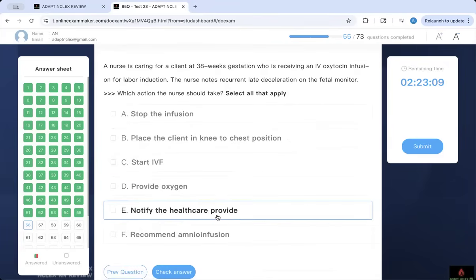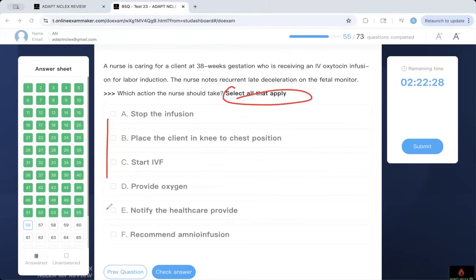And then she's caring for a client at 38-week gestation receiving IV oxytocin infusion for labor. The nurse notes recurrent late deceleration in the fetal monitoring. Which action should the nurse take? Stop the infusion, place the client in the knee to chest position, start IV fluid, provide oxygen, notify the health care provider, recommend amnioinfusion. What do you think? Pick your answer, let me know. And I'll show you how to approach this question. It's a bunch of information, but I believe in you. I know we can get it. You know the content. Bring the content, use it to answer it. You pick your answer, I know you pick.